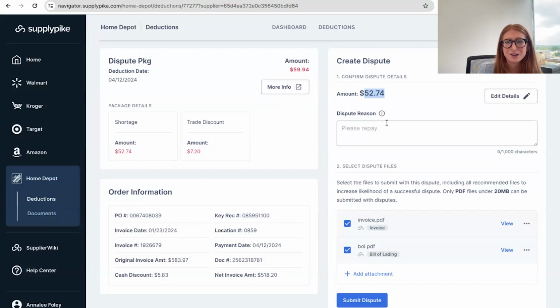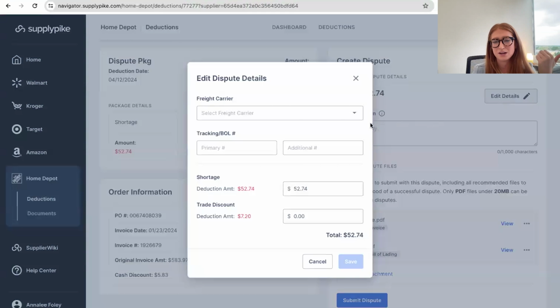You've got your $52 for the shortage that you're ready to dispute. Your invoice and your BOL got automatically attached. You didn't even have to think about it, right? And you could go ahead and just submit the dispute and not even really have to think about it, which is awesome, huge time savings.